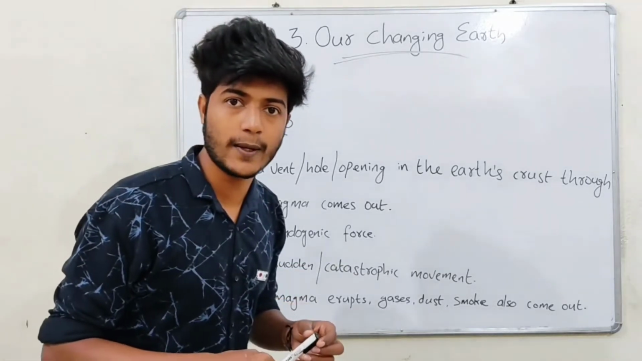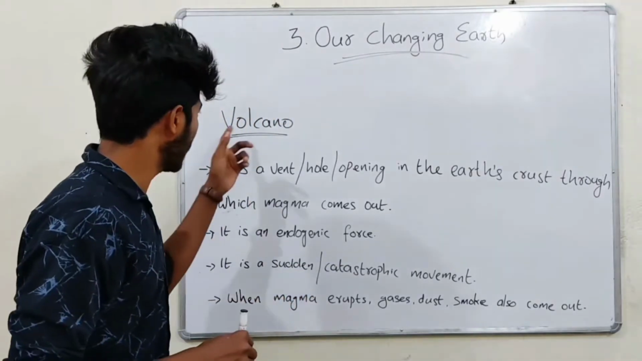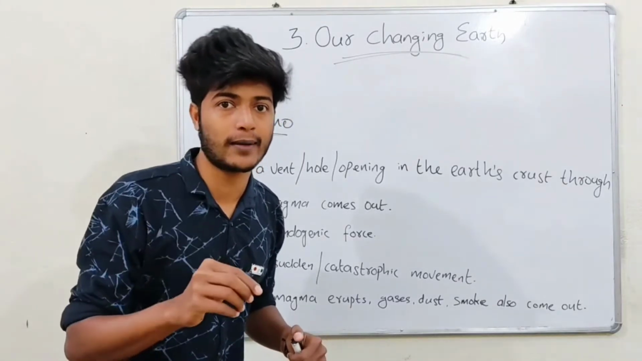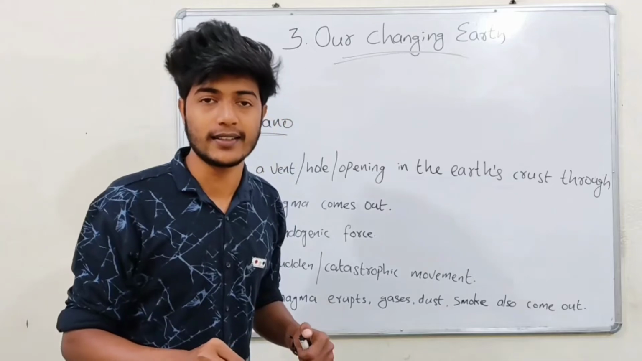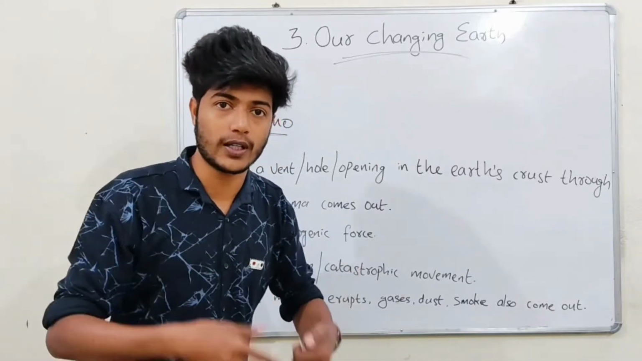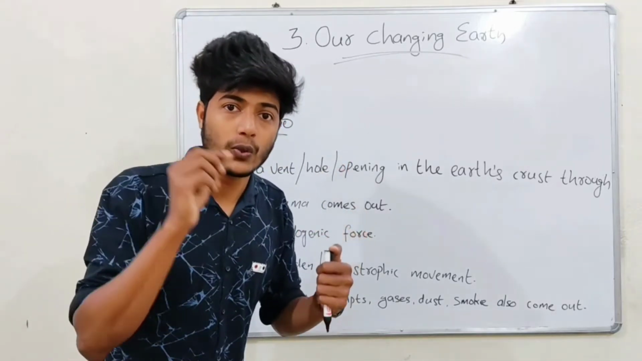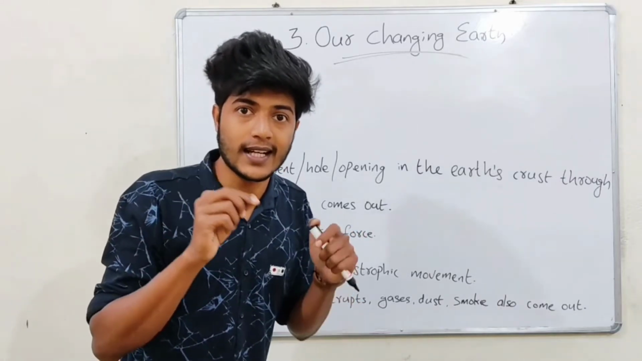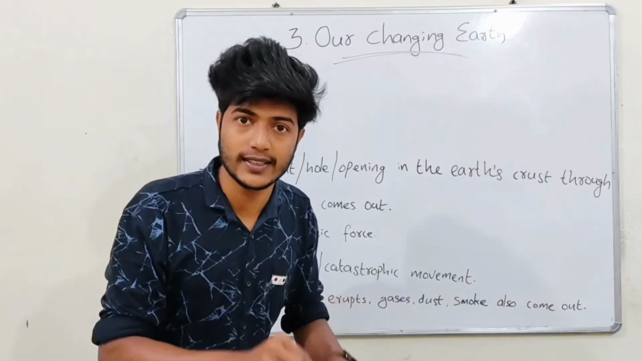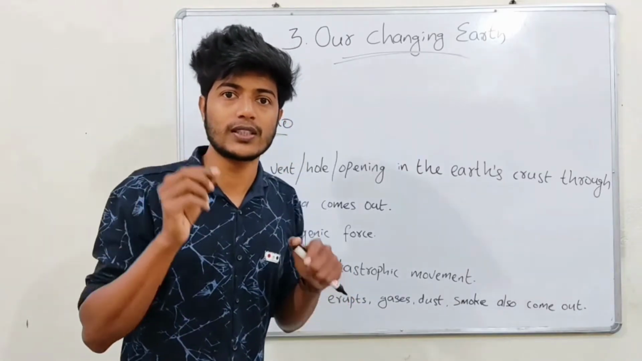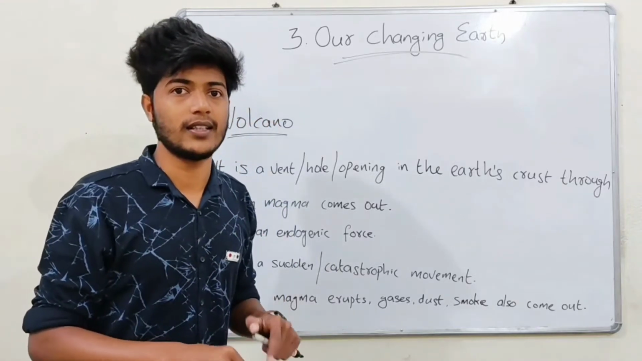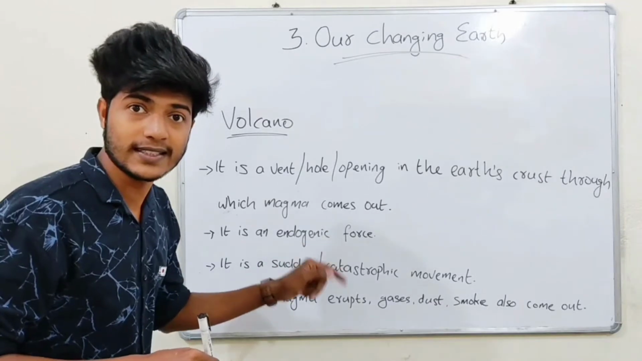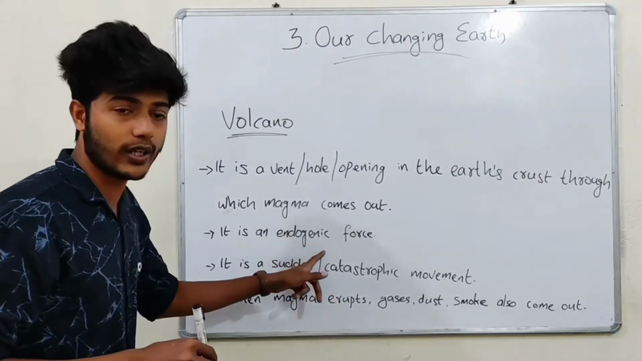What does it mean? Volcanoes are happening. The source of the volcano is magma. Magma is inside the earth. Magma is coming out through volcanoes. So, the origin is from inside the earth. Origin means starting. The starting is from inside the earth. From inside the earth, magma is coming out. So, volcano is an endogenic force. Endo means inside the earth.